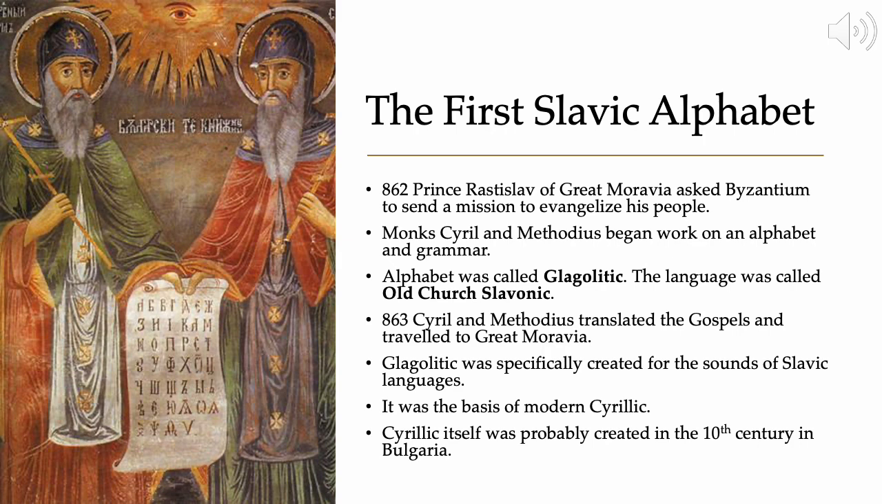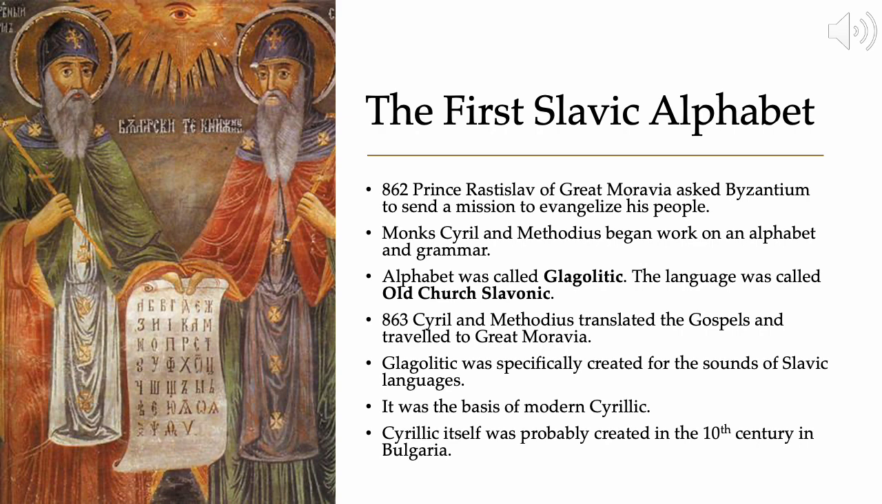And Glagolitic itself, we no longer use, however. However, we use aspects of it. So it was specifically created for the sounds of Slavic languages. As I'm sure you know, Slavic languages have lots of hushers, so things like zh and sha. And so they created these special letters that would convey the sounds of the hushers with just one letter.